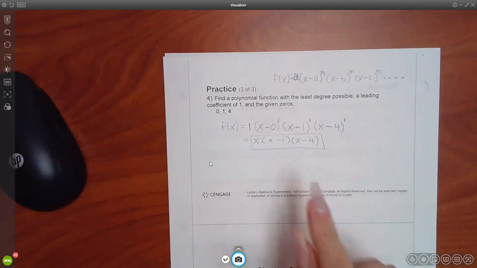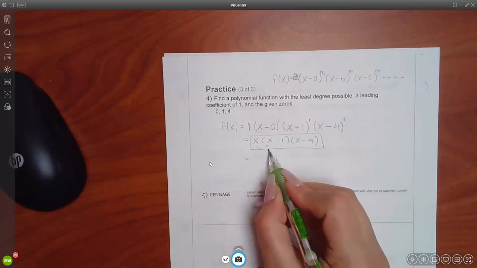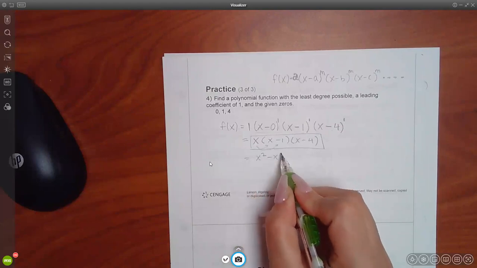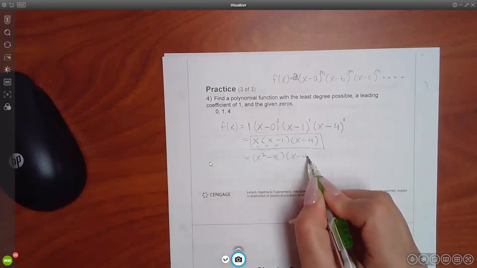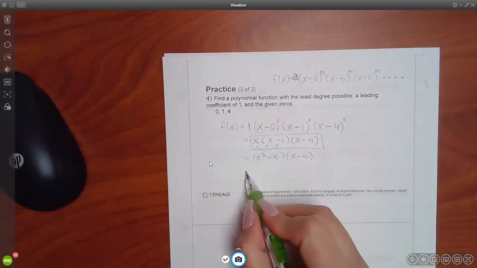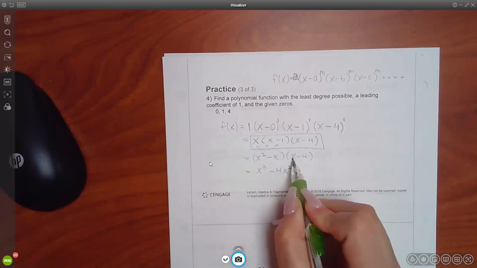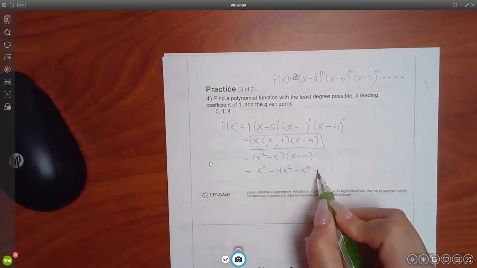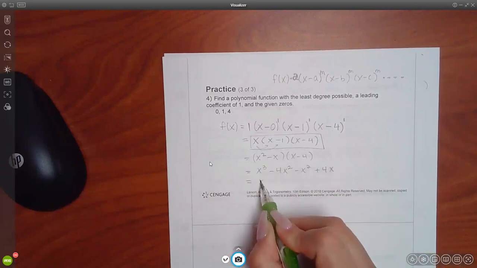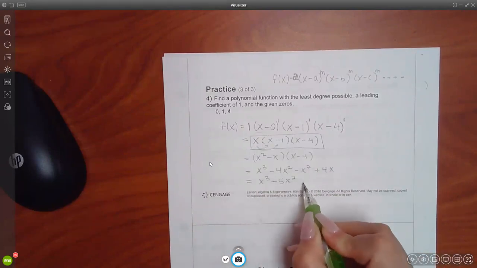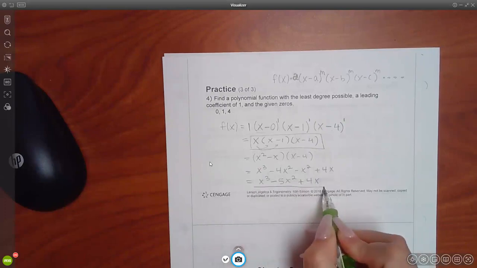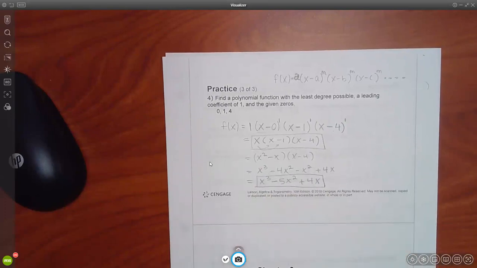Okay? So I would first distribute my x, right? Then that result still has to get multiplied by the x minus 4, okay? And so then I would FOIL that out. And I get positive 4x, and then combine my like terms. And this is the answer as well. It's just that one's the expanded version, right? So pay special attention on whether or not they want you to just write them as the factors or they want you to expand it out, okay?